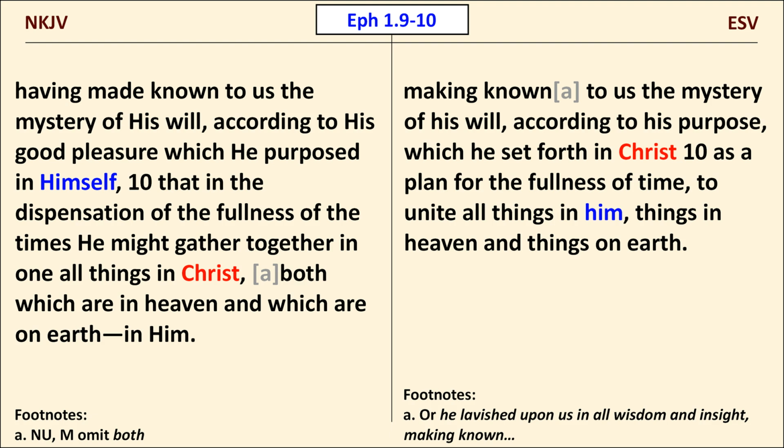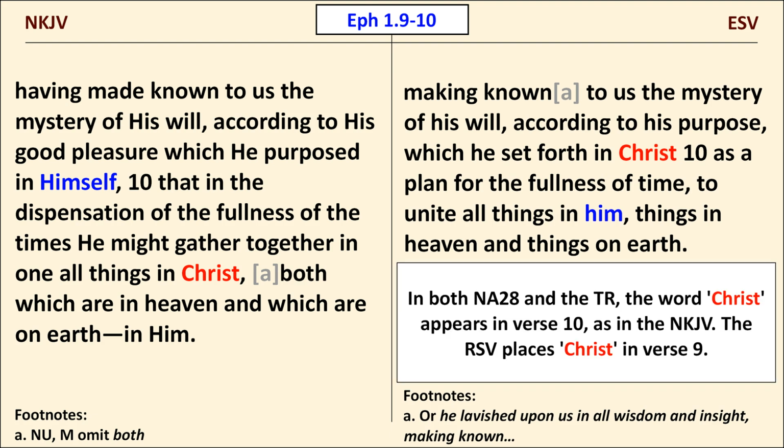In this example, taken from Ephesians 1:9 through 10, the ESV reverses the order of "him" and "Christ." In both the Nestle-Aland 28th edition, the text the ESV translates, and the Textus Receptus, which the NKJV translates, the word "Christ" appears in verse 10, the way it does in the NKJV. The Revised Standard Version reversed the order of "Christ" and "him," presumably to improve readability, and the ESV simply adopted the RSV's choice.